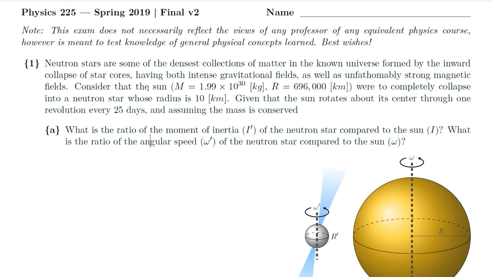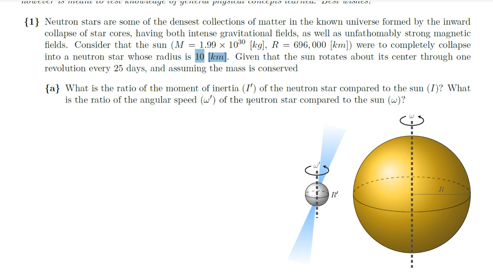So this first question: neutron stars are some of the densest collections of matter in the known universe, formed by the inward collapse of star cores, having both intense gravitational fields as well as unfathomably strong magnetic fields. Consider that the sun, for which I give you the mass and the radius, were to completely collapse into a neutron star whose radius is only 10 kilometers, compared to 696,000 kilometers. Given that the sun rotates about its center through one revolution every 25 days, and assuming the mass is conserved, we're going to do the following.